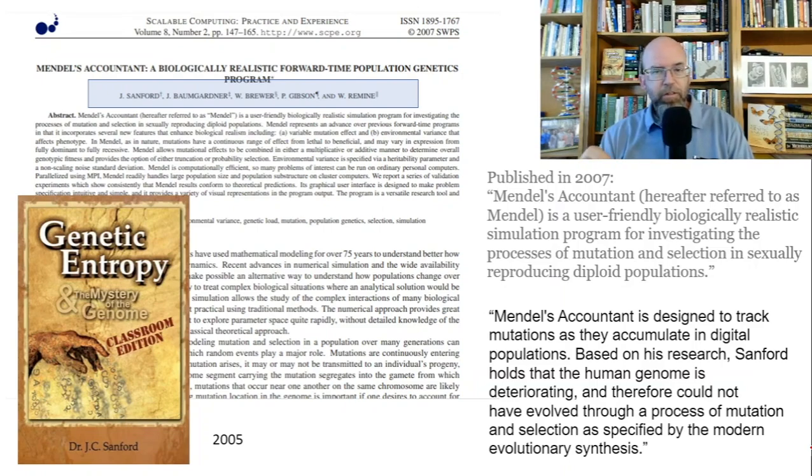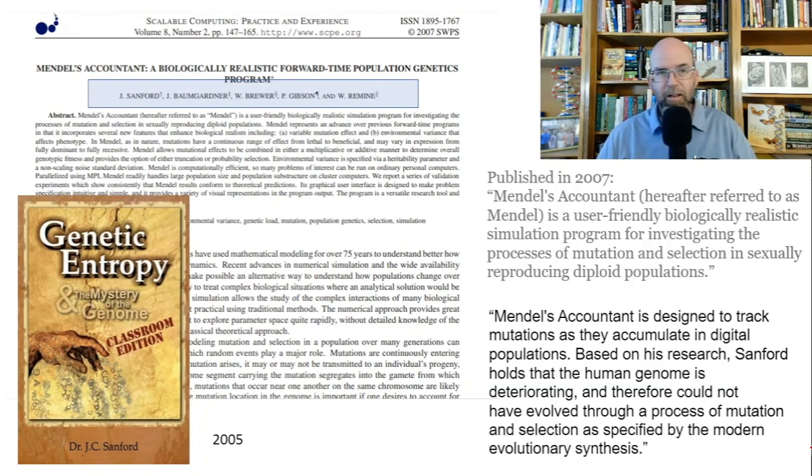But the 2005 edition was written before Mendel's Accountant was finished or published, and so later comes along the statistical confirmation, at least he thinks, the confirmation that this genetic entropy process is real. And he concludes that the human genome is deteriorating, therefore could not evolve through a process of mutation and selection. If it's deteriorating, it's not advancing.